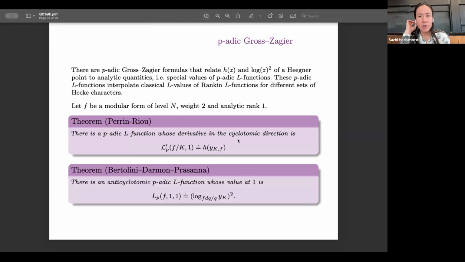But there's, many years later, a theorem of Bertolini, Darmon, and Prasanna, which actually interpolates the same set of Rankin L-values, but at different Hecke characters. And they construct what I would call an anti-cyclotomic p-adic L-function. And the special value of this one gives you the logarithm squared of the Heegner point, not the F-isotypical component, but the actual Heegner point.